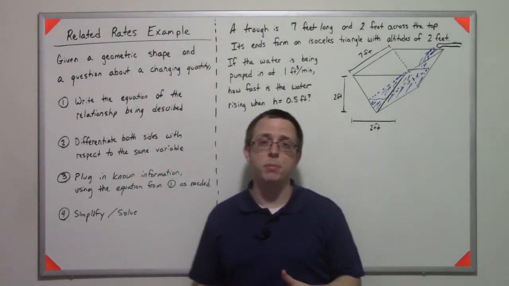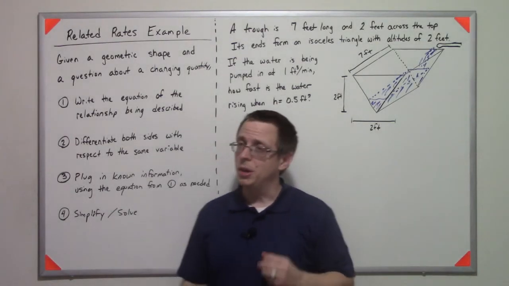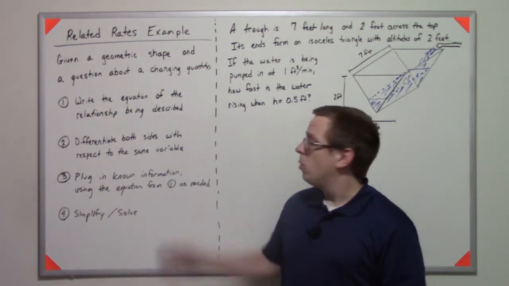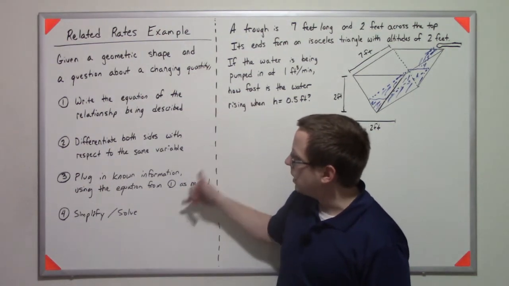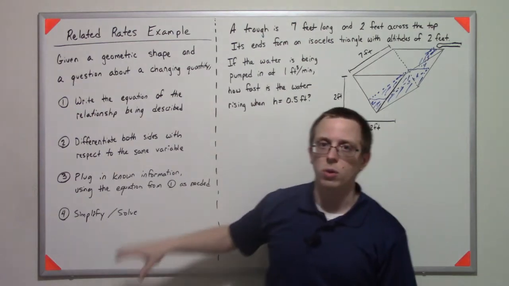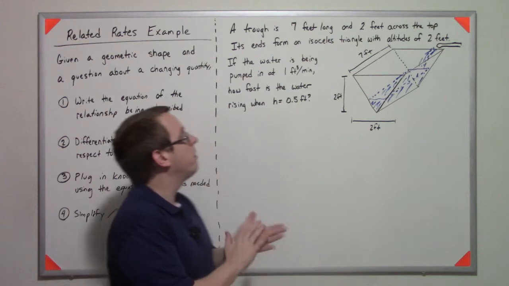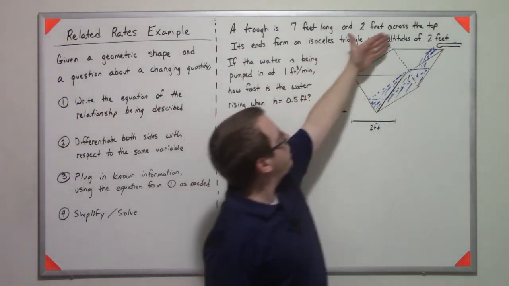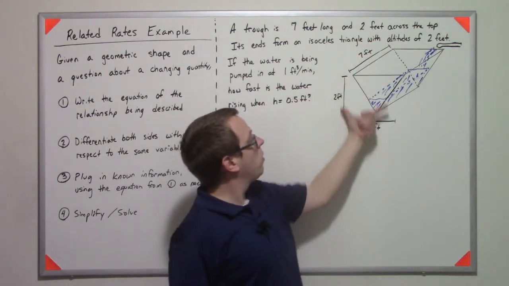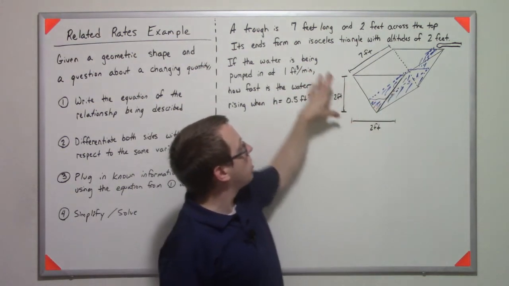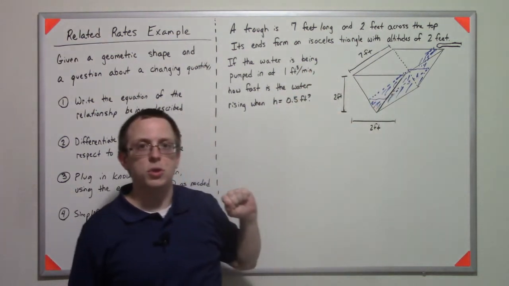So we've covered an example of how to do related rates, but now we're going to do one that's a little more challenging. So we have this algorithm here, and let's see if we can use it with this problem. I've got a trough, and it's 7 feet long, and it's 2 feet across the top, and these form an isosceles triangle with altitudes of 2 feet.